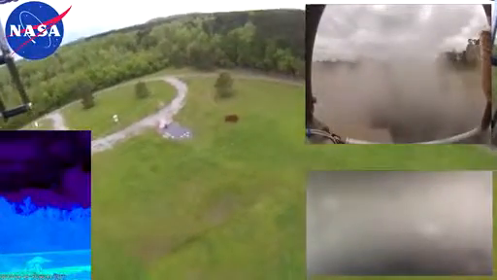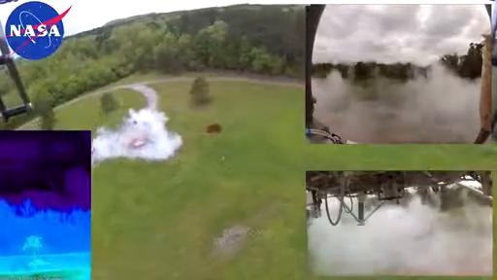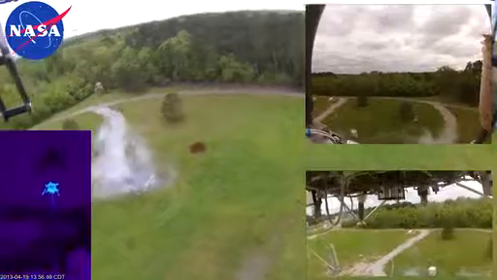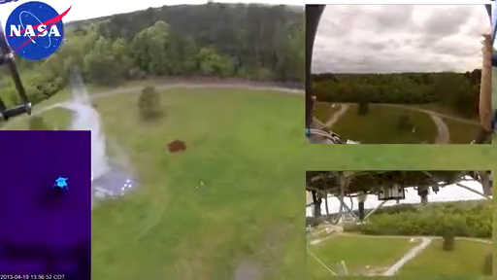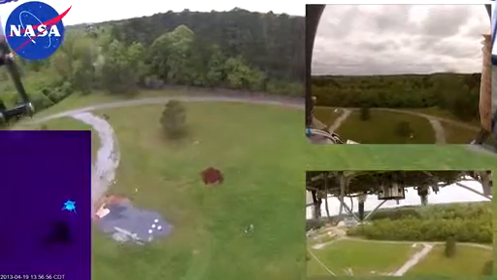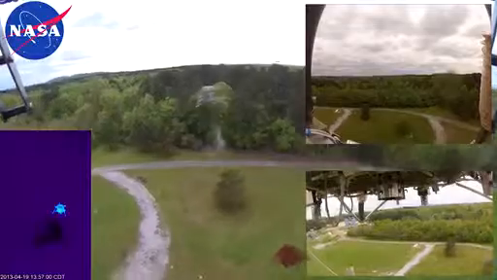We are in countdown. Vehicle is ascending. Vehicle is translating. Vehicle is at altitude. Vehicle should be hovering. The track looks good.